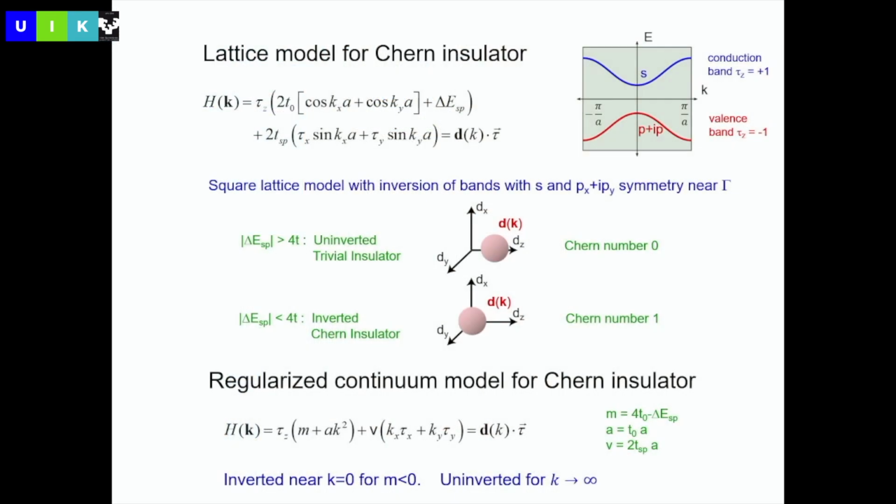So for large k, the Hamiltonian goes to just tau z. So it has a well-defined large k limit. So it's regularized. It's this term that tells you which sign of M is the topological state and which sign of M is the trivial state. Okay, so this is sort of the simplest model that you can write down that describes a Chern insulator. Okay, so that's what I wanted to say about that.